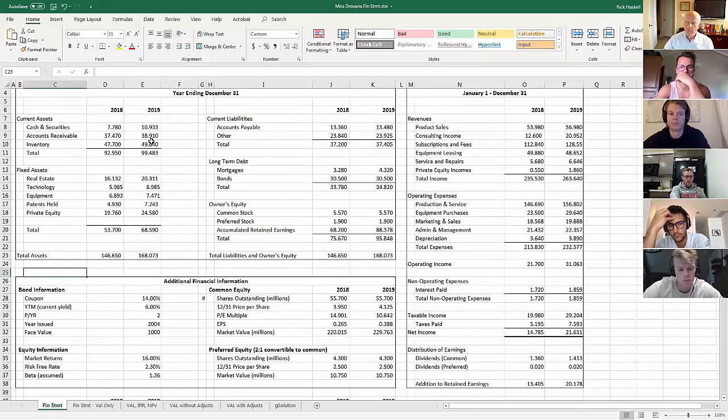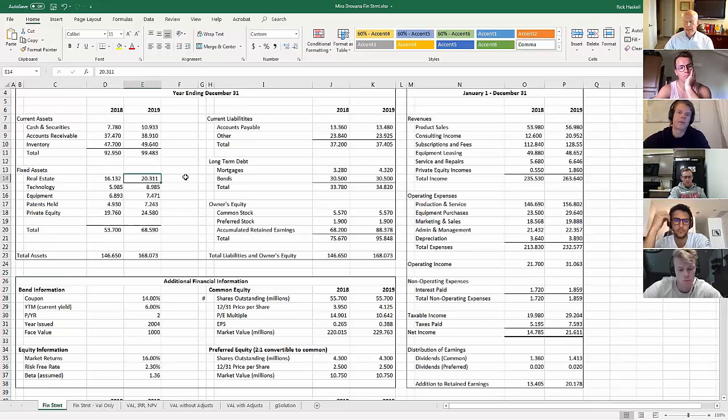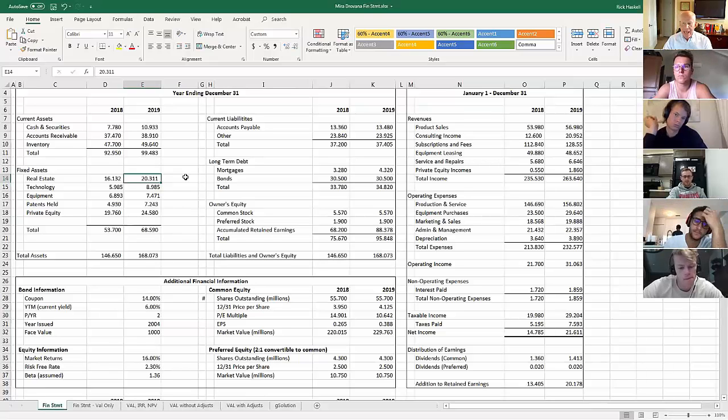So let's look at this company's balance sheet for just a minute. We have real estate in here, and at the end of 2019, the real estate was in here at 20.311, right? And we know that that is a depreciated value, but what you probably don't realize is companies have the opportunity to look at their assets that can be valued and change that value on the balance sheet.